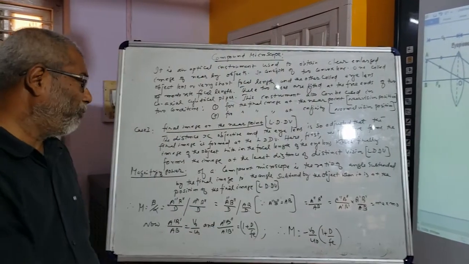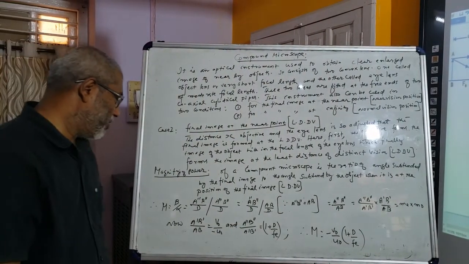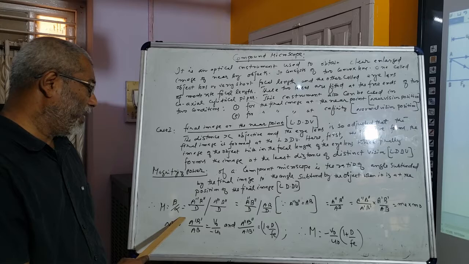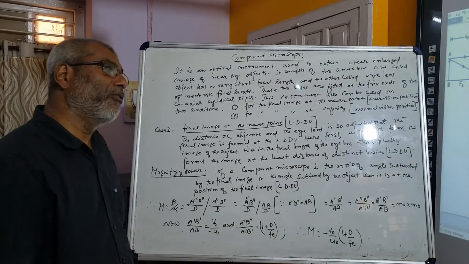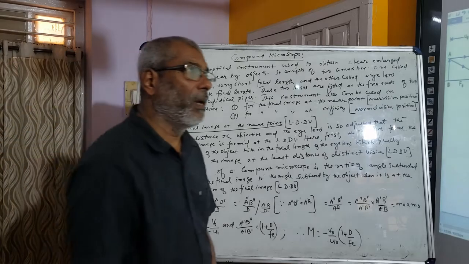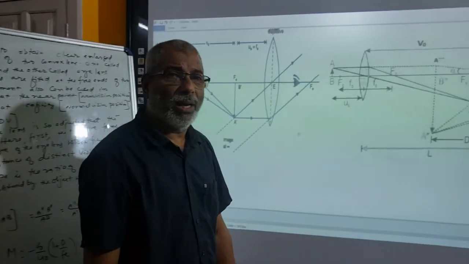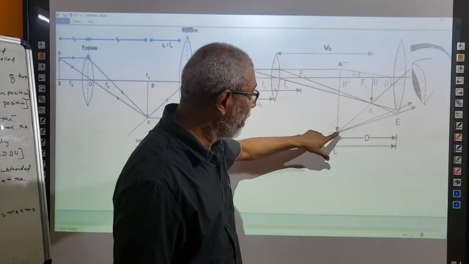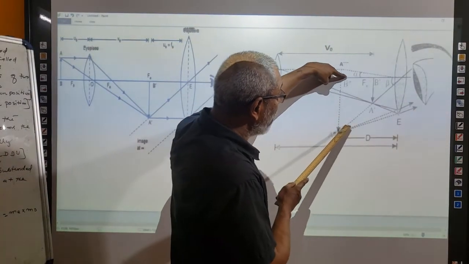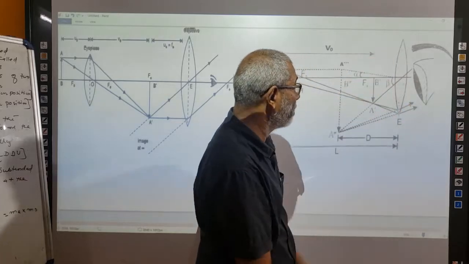So hence from the figure we can write M is equal to beta by alpha. What is beta? Beta is the angle subtended by the final image at the eye. Final image is making the angle beta. Beta is formed by this final image A2' B2'.